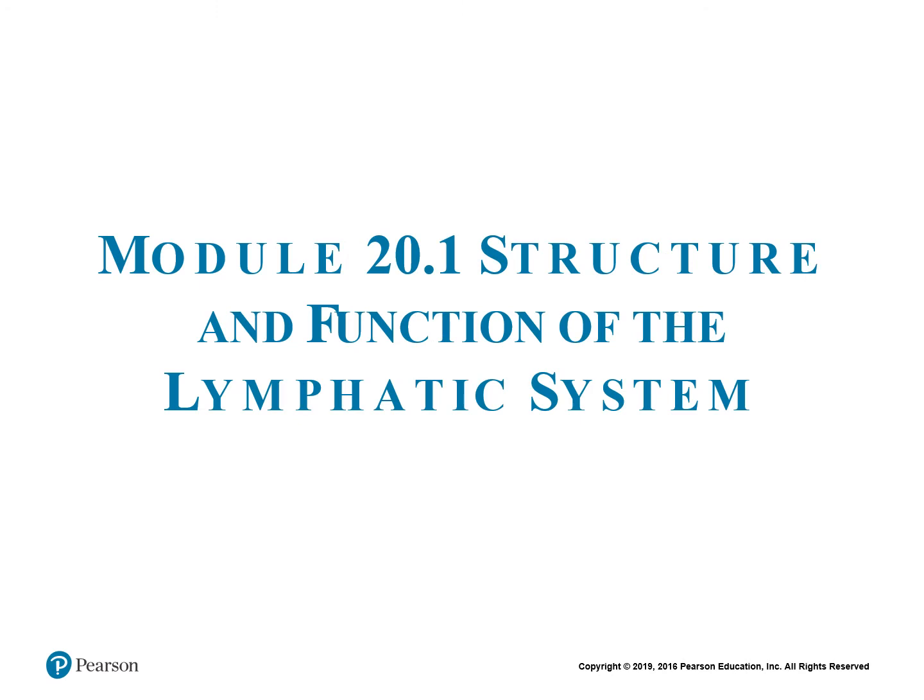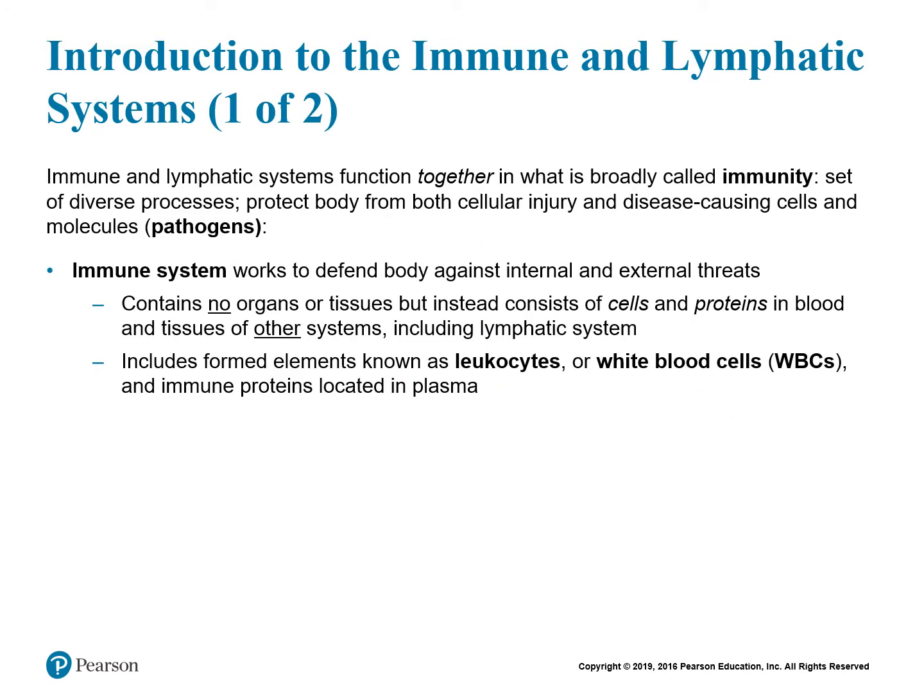So let's talk about the structure and function of the lymphatic system. The immune and lymphatic systems work together, and that's known as the immune system, basically. It's there to protect us from injury, as well as any disease-causing agent, including cells and viruses. Again, we try to protect from internal and external threats. So it's not really a system of organs. This is really at the tissue level.